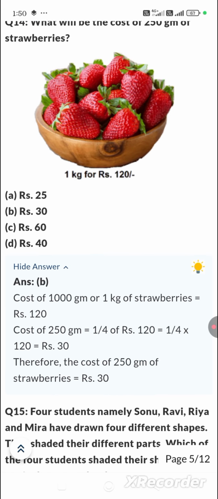Cost of 1000 gram or 1 kg of strawberries is rupees 120. Cost of 250 gram is 1 by 4 into 120, that is rupees 30. Therefore, the cost of 250 gram of strawberries is rupees 30.